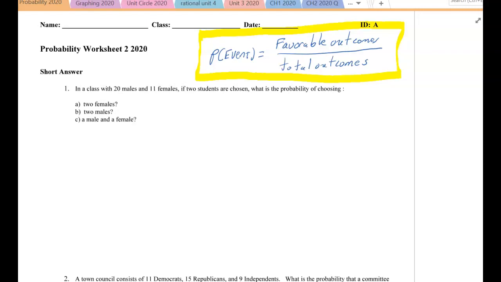Today's learning target is to calculate various probabilities, and in the yellow box we have the probability of an event is the favorable outcomes over the total outcomes. A lot of times in probability there is more than one way of doing a problem, so we're going to look at these couple problems here.